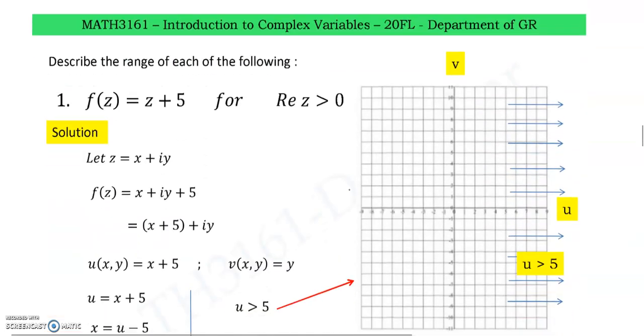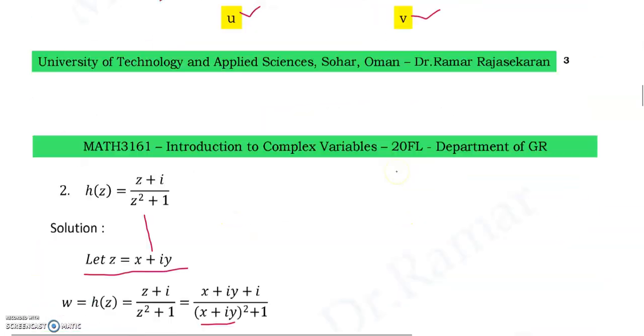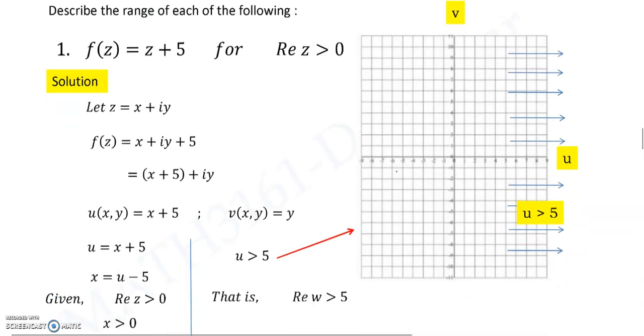Now describe the range of each of the following. From the z plane to the w plane we are going to find the transformation. You see here f of z equal to z plus 5 for real part of z greater than 0. We have to find the range. Describe the range of each of the following. Now how? See, let z equal to x plus iy. This is Cartesian. Now you substitute this here in the given function, so that x plus iy plus 5. Then you write the real part, then the imaginary part.